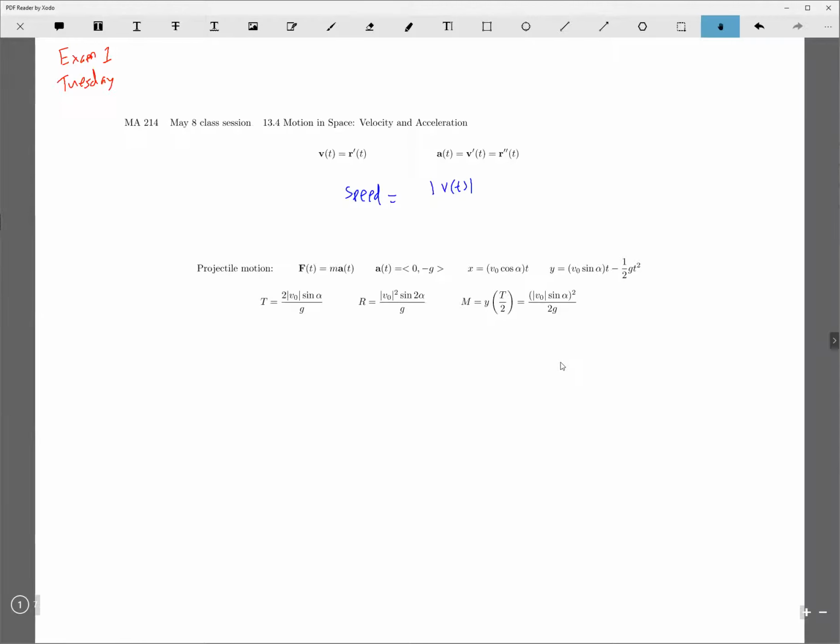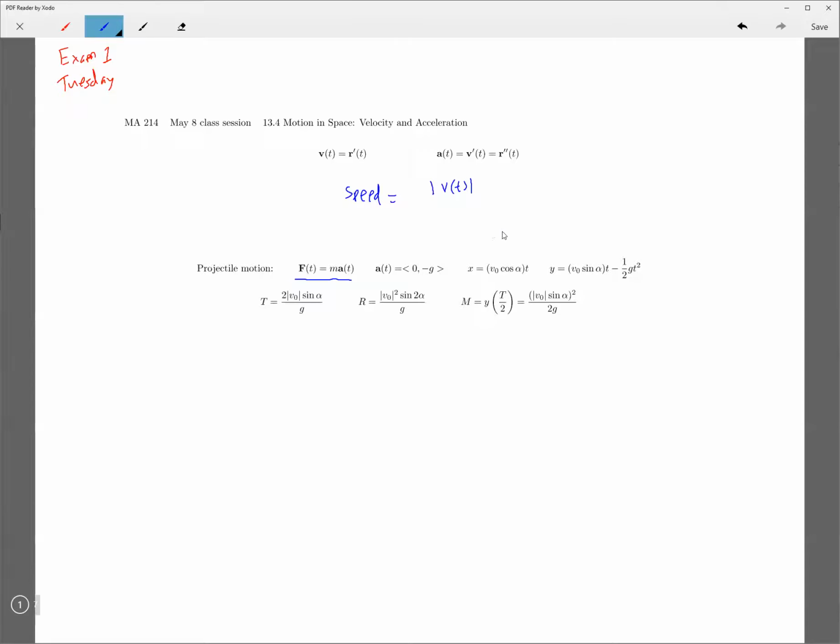Let me go back to the first page. The idea is that your force is mass times acceleration. So the force acting on the object is its mass times its acceleration. And so that means the acceleration is the force divided by mass, which is going to be gravity. Okay, so acceleration is just basically going to be the gravity.